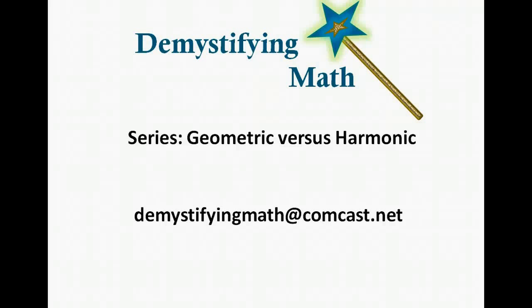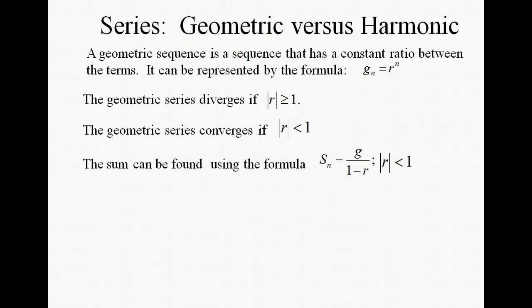Welcome to Demystifying Math. In this lesson we're going to be comparing the geometric series to the harmonic series. A geometric series is one that has a constant ratio between the terms of the sequence and can be represented by the formula r to the n, where r is the constant ratio between the terms of the sequence.